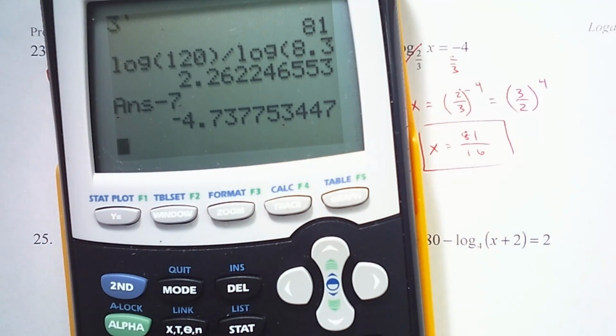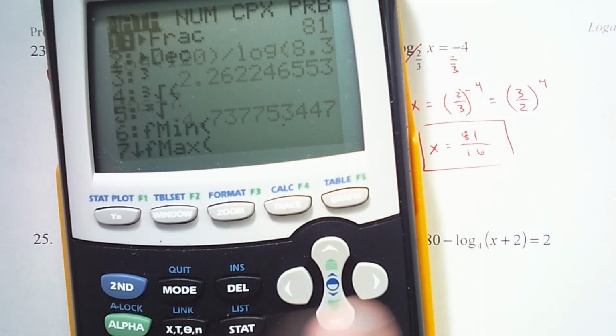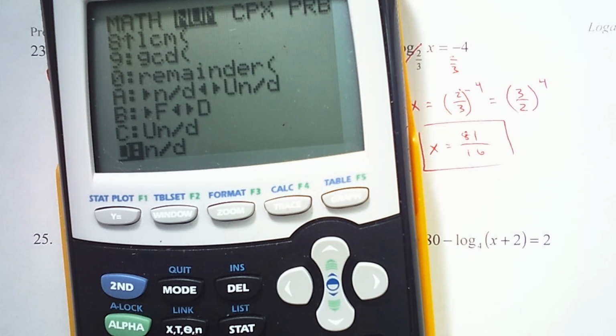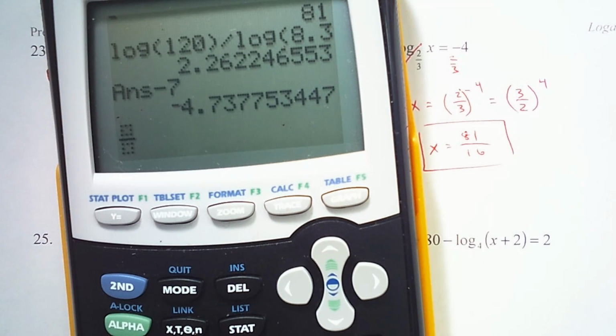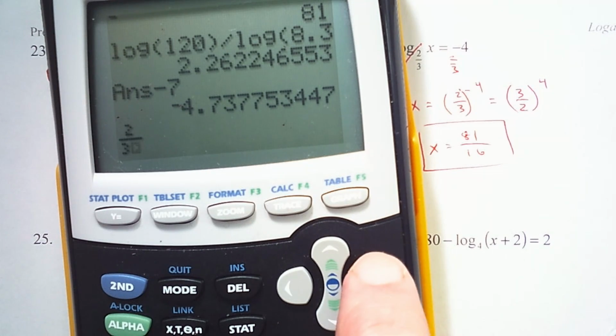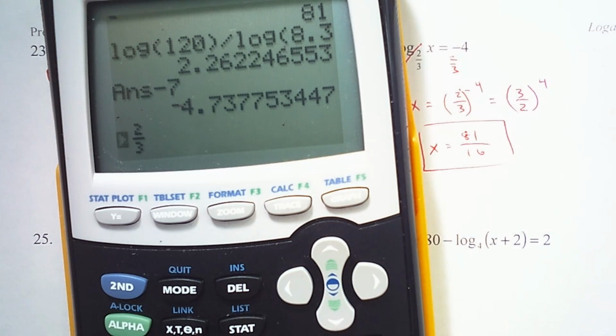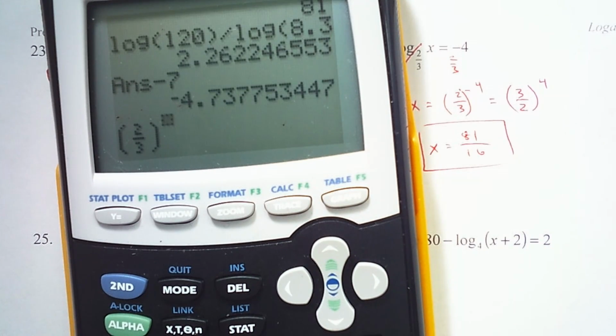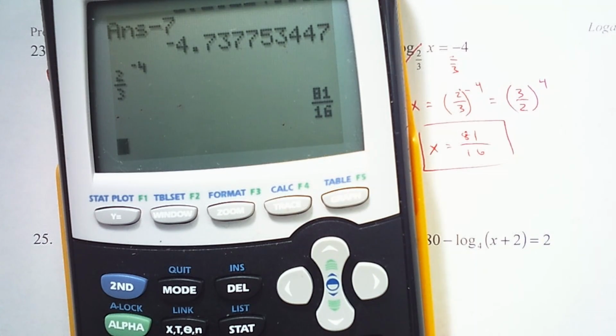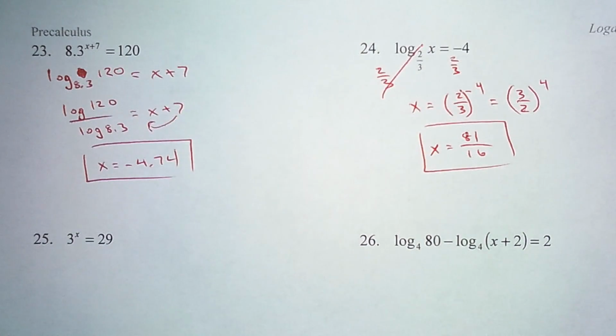Now I could type that in my calculator as a fraction. Okay, so if I want to type in a fraction, math, number, all the way to the bottom of the list, so I have 2 over 3, and I actually want to put that in parentheses. And I want to raise that to the -4 power. And there I get 81 over 16.